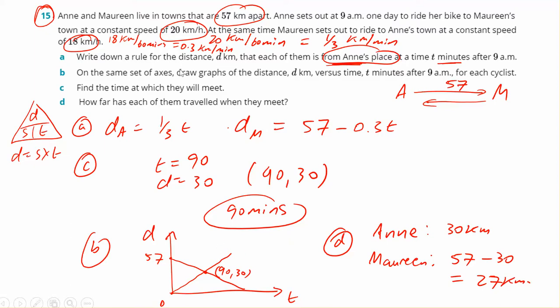It's really important that you pay attention to small details like these, like whether something's in kilometers or in hours or minutes. Check your units are consistent before even attempting the question. And in setting up the equation, you've got to think carefully about where your reference point for distance is. In this case, Anne's place is the starting point. So Maureen, by definition, would start at 57 kilometers and then go to 0. So hopefully that helps.